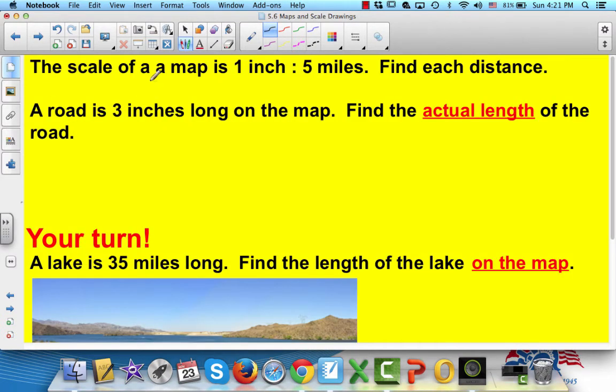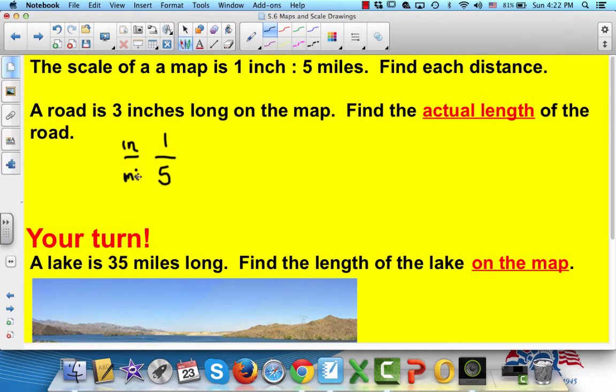Okay, the scale of a map is 1 inch to 5 miles. We've been given a scale of 1 inch to 5 miles, and they want you to find the actual length of a road that is 3 inches long on the map. So, we write down our scale of 1 inch to 5 miles. Inches, miles.